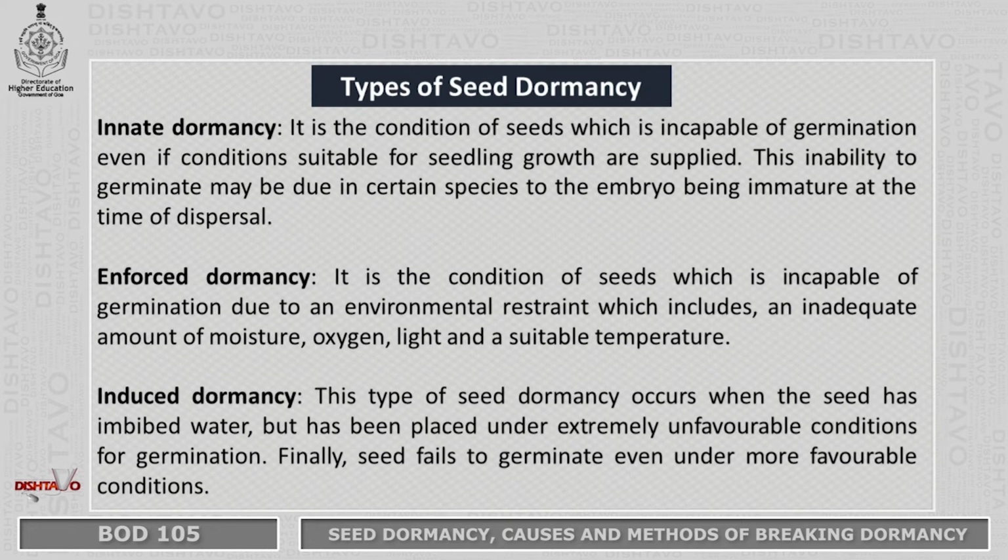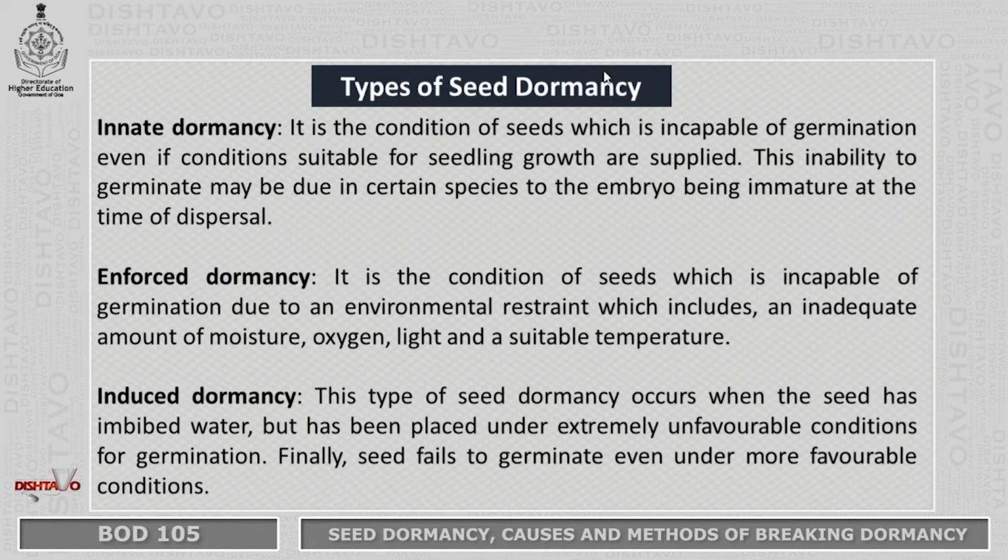Before we understand the methods of breaking seed dormancy, let us understand the types of seed dormancy. They are innate dormancy, enforced dormancy, and induced dormancy. Innate dormancy is a condition of seeds which are incapable of germination, even if conditions suitable for seedling growth are supplied. This inability to germinate may be due, in certain species, to the embryo being immature at the time of dispersal.